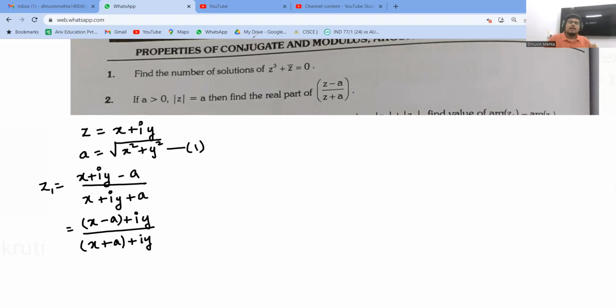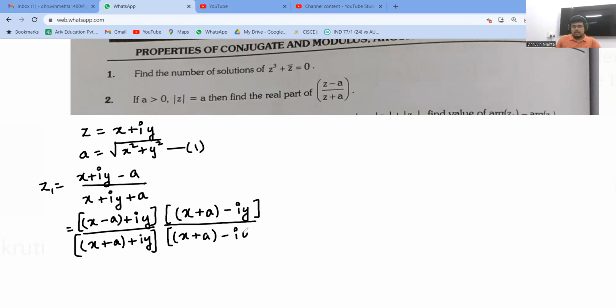But do you remember how we divide two complex numbers? Multiply and divide by the conjugate. Correct. So we'll multiply and divide by the conjugate of the denominator. In the denominator we change the sign of the middle term. So that is x plus a minus iy, and this is x plus a minus iy. Now we have to expand the numerator completely, so you do that and tell me what you are getting in the numerator and the denominator.